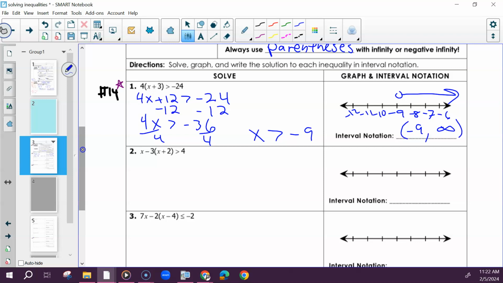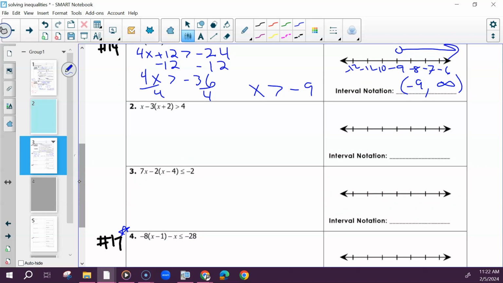So these two things are saying the same thing. This is inequality notation or set builder notation, and this is interval notation. Questions on that? Let's try number 2.